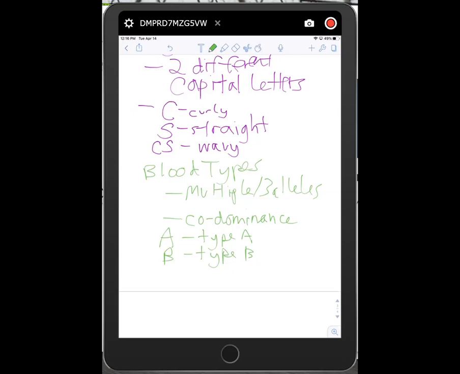a little confusing depending if you use the American way or the international way. So we have A, we have B, and then we have type O. And type O is going to be shown here as a little i or a capital O. So type O is recessive.